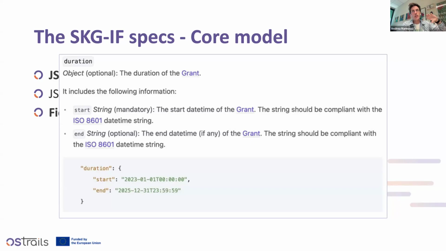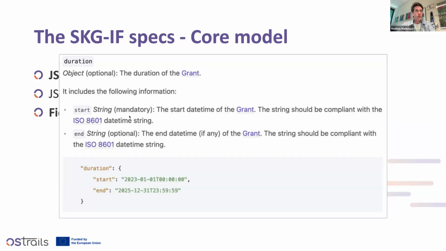And this has been relaxed intentionally because we had certain use cases where data sources couldn't adopt SKG-IF because certain properties were mandatory, and this would prevent them from sharing anything altogether. So, for example, here the duration is optional, which means that if you don't have duration, but you have other information about a grant, that's totally fine. You still can adopt the SKG-IF format in order to share anything else you have about grants, but the duration.